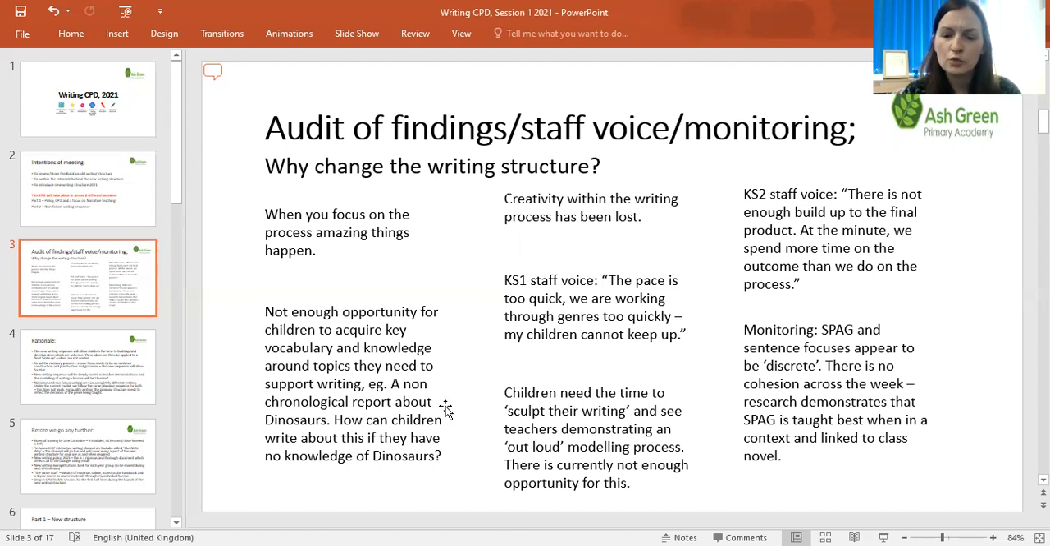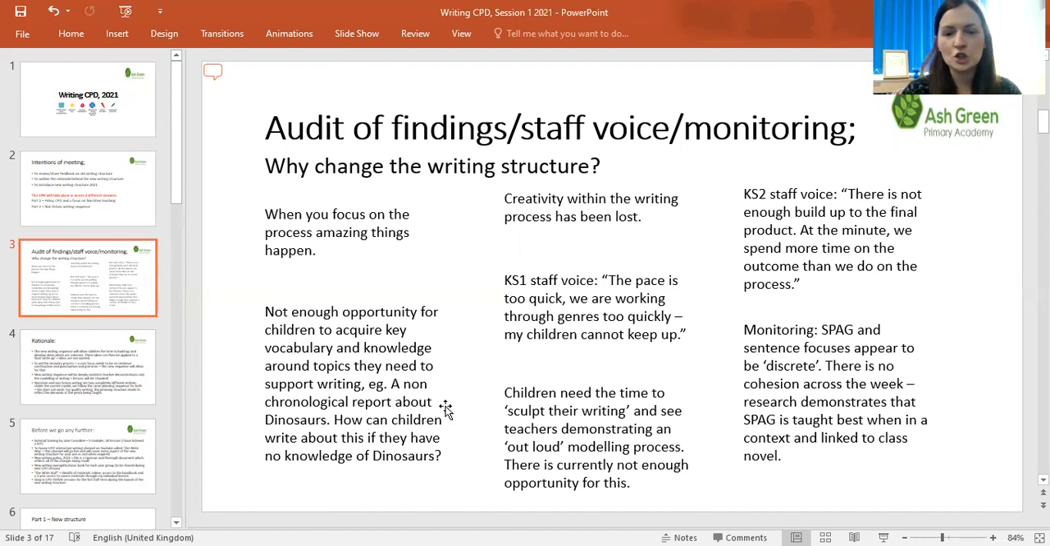And then the final one really is the monitoring, and what that demonstrated is that actually SPAG at the moment, lots of our sessions, we seem to have become a little bit lost with it, and I know that I have as well. Some of those SPAG sessions are being taught discreetly, when all of the research around teaching spelling, punctuation and grammar within English sequences demonstrates that it has the biggest impact when it's taught in a context.